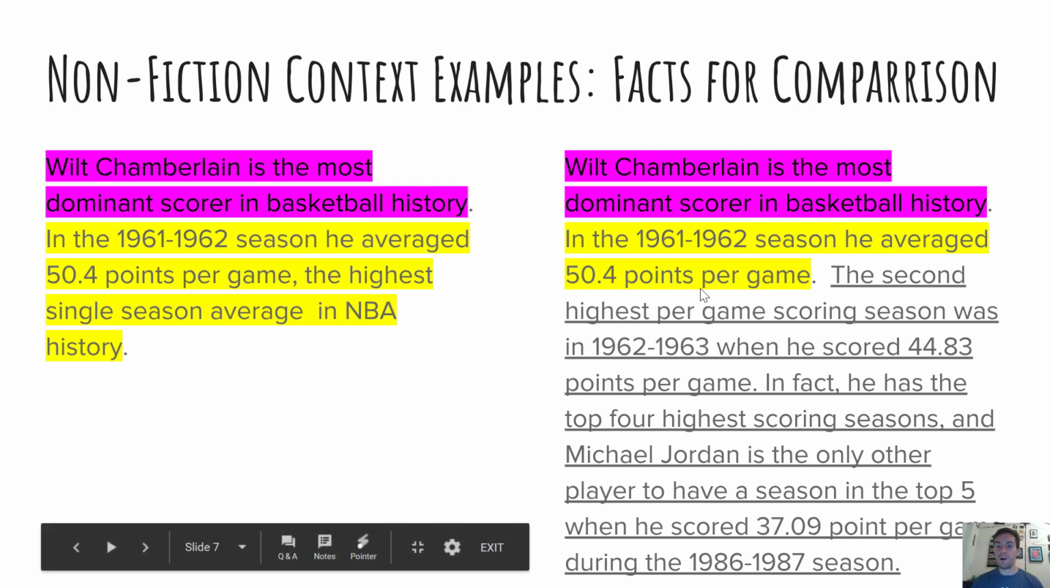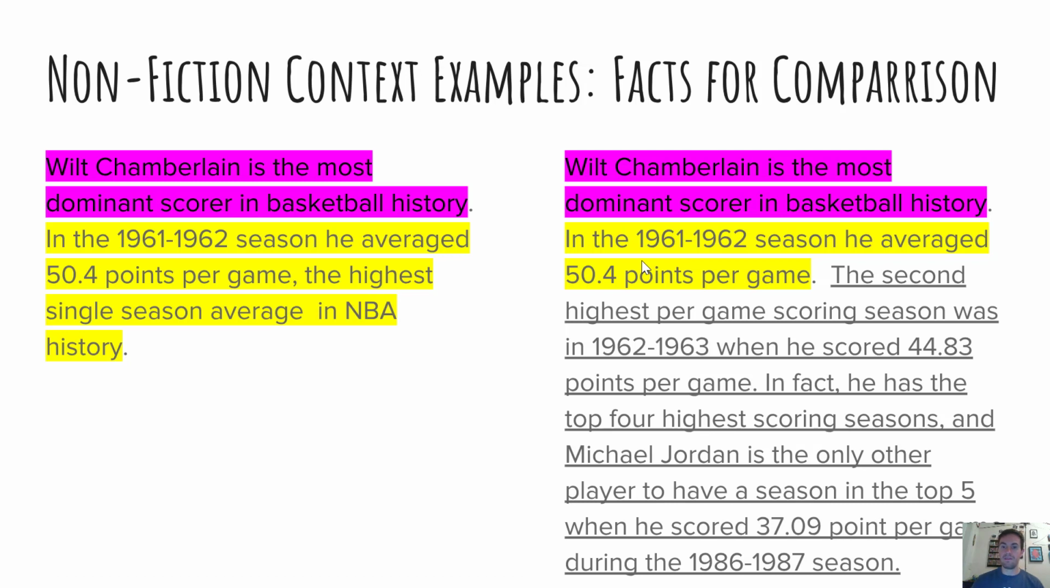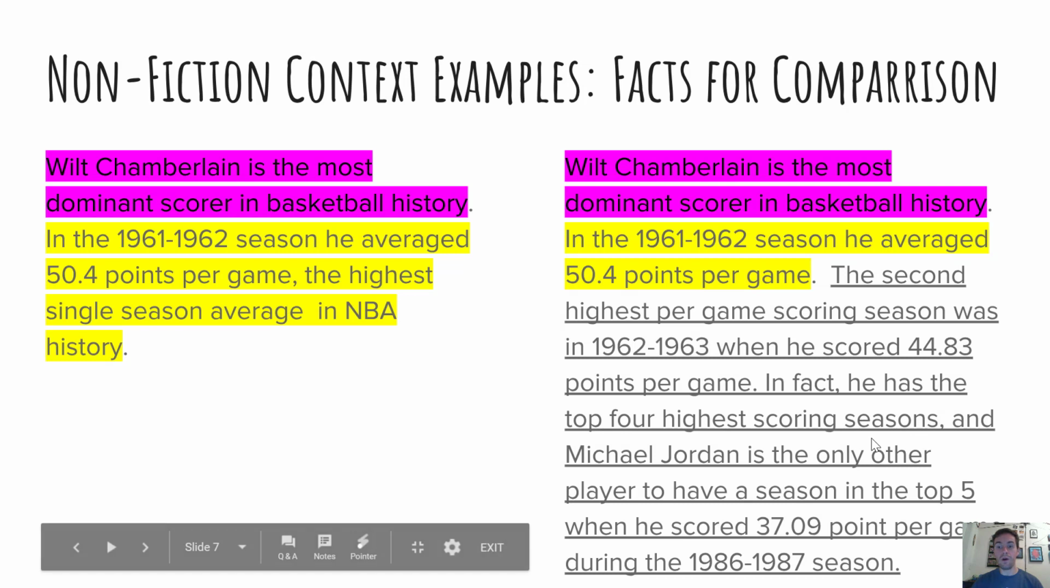He's the most dominant scorer. It's the same stat. He had the 50 points there. The second highest season was in 62-63 when the same guy scored 44. So now all of a sudden you can see, wow, the number one season is 50. The number two is 44. That's a pretty big jump. In fact, he's the top 4 seasons.